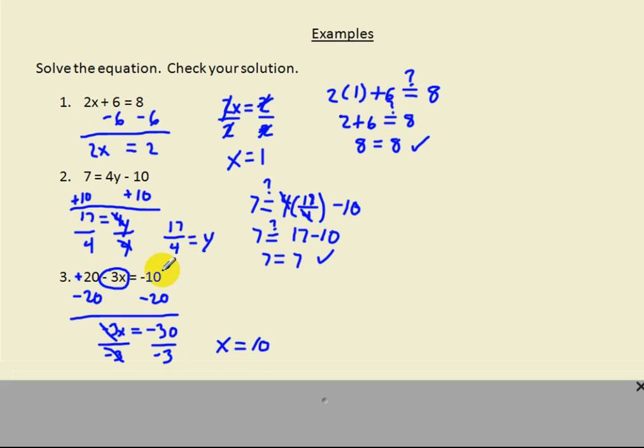And we'll substitute that back into the original equation and see what we get. So we have 20 minus 3 times 10, and we want to end up with negative 10 here. Remember, we do the multiplication first in our order of operations. So 20 minus 30, and we want to know, does that equal negative 10? Well, sure enough, 20 minus 30 does equal negative 10. And again, our solution checks.